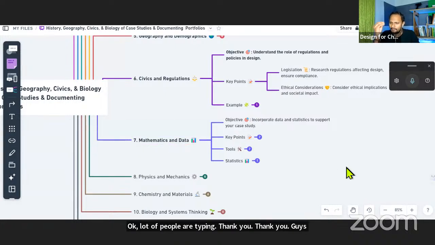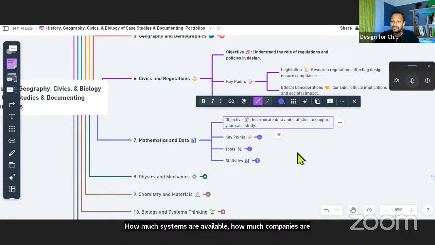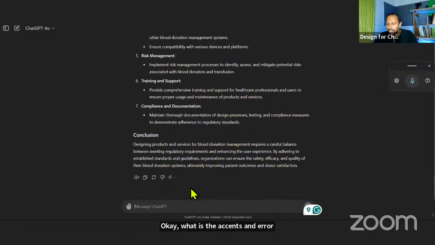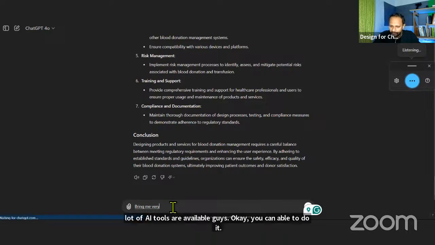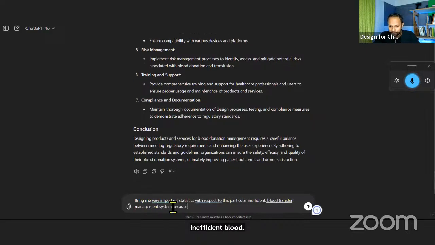So, maths: what does it mean when particularly making a case study on inefficient blood transfusion? You need to take the data and statistics related to that particular case study. Like, how many people are doing blood transfusion in India, how many systems are available, how many companies are really working on it, what are the accidents and error rates happening. You can use the same ChatGPT or Claude.ai, or you can use Perplexity. A lot of AI tools are available, guys. Bring me very important statistics with respect to this inefficient blood transfusion management system, because I'm going to do a project in it.